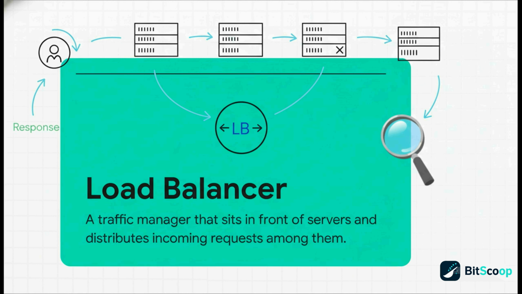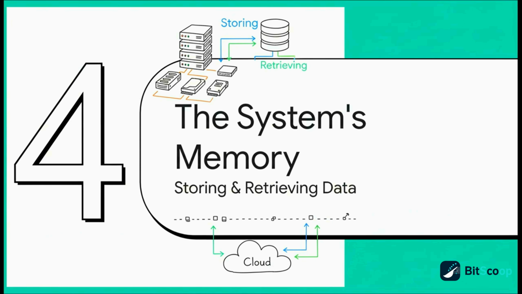It sees all the incoming requests and intelligently distributes them across our healthy servers. And the best part? If one of those servers goes down, the load balancer just stops sending traffic its way. It's the key to both amazing performance and incredible reliability. So our request has been expertly guided by the load balancer to a healthy server. Awesome. Now, what is that server supposed to do?